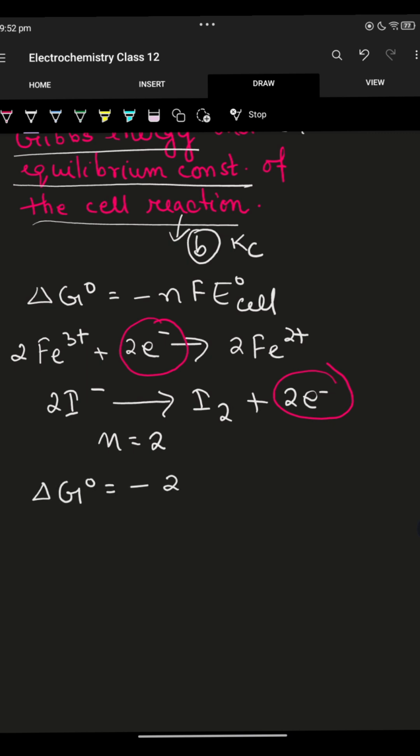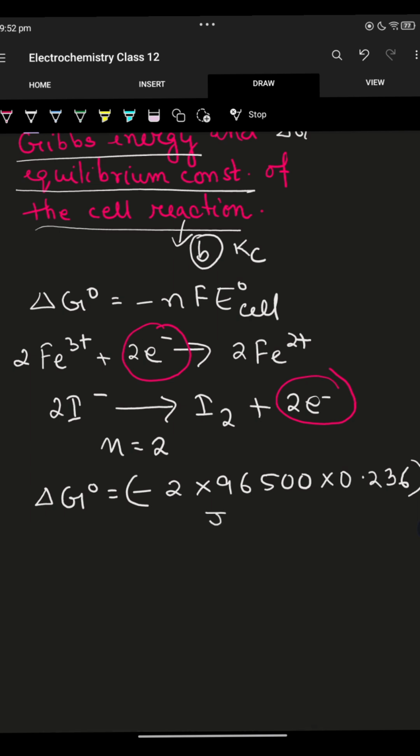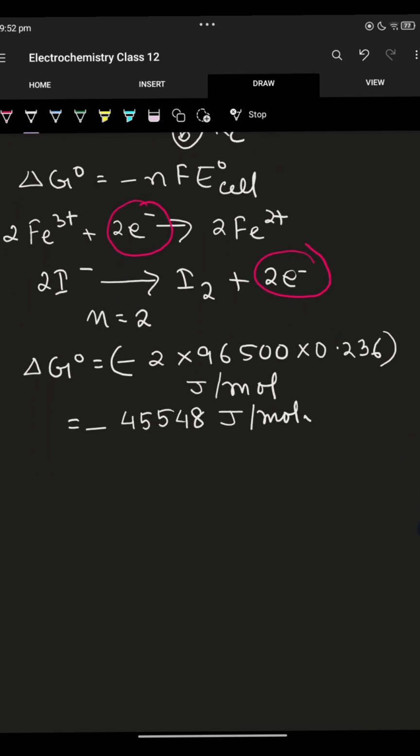Minus n, so minus 2, F is 96500, into E naught cell, which is provided, 0.236. So this comes out in the unit joule per mole, and the value is minus 45548 joule per mole. Now I can convert it to kilojoule per mole. In that case, I will get minus 45.55 kilojoule per mole, that is, divided by 1000.